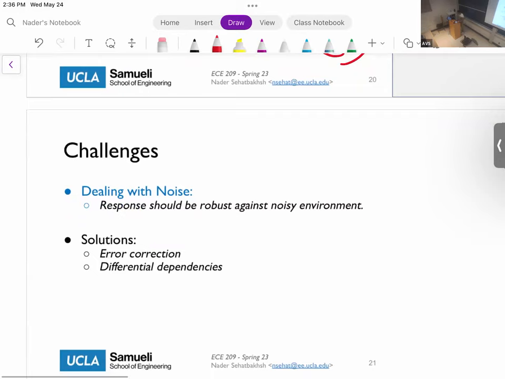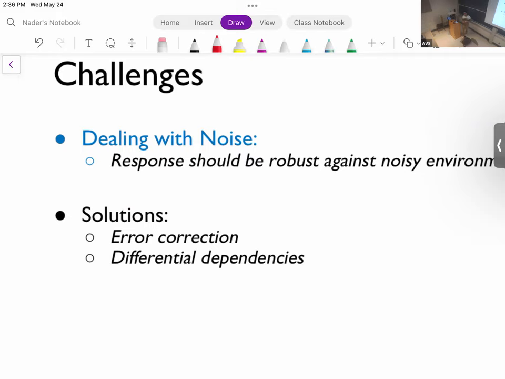How do we do that? There are two ways that we protect our systems against noise. The first one is error correction. Those of you who are familiar with communication systems know they also have the same issue. The channel is noisy. Signals might be flipped or dropped. So what you would do is use error correction codes.